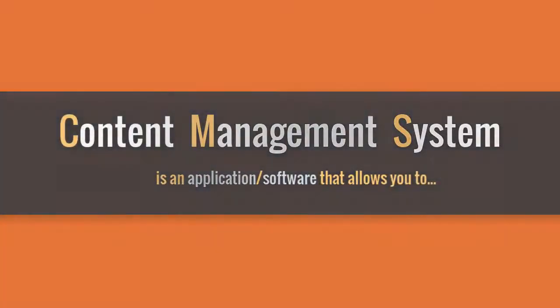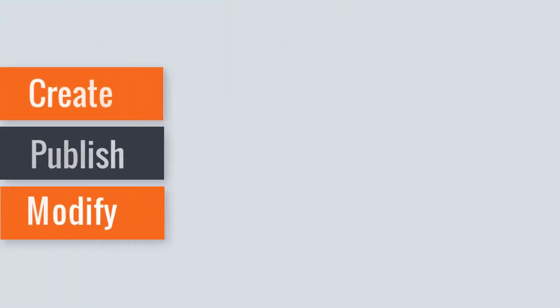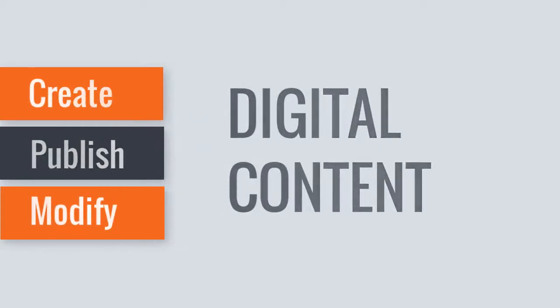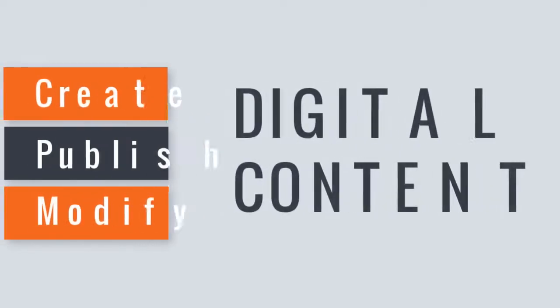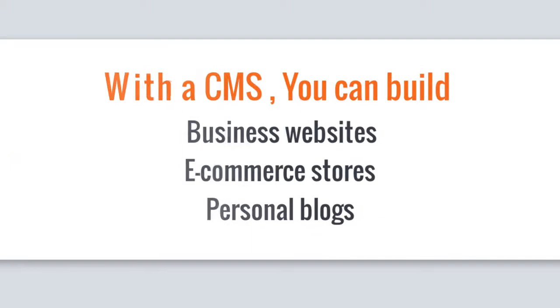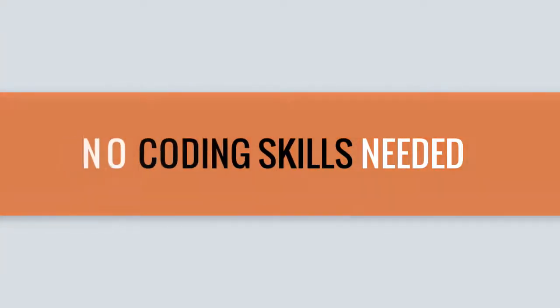A content management system, or a CMS, is an application that allows you to create, publish, and modify digital content. With a CMS, you can create a fully working website in minutes and immediately start selling products and services to online customers. To use a CMS, you don't need to know how to code because the application provides you with tools to manipulate your content visually.